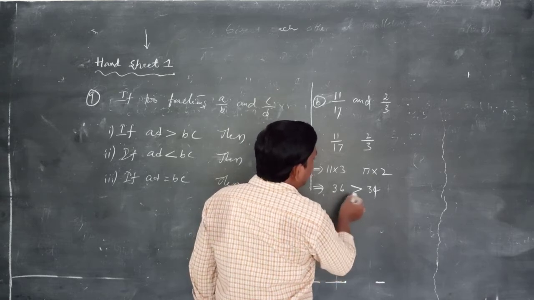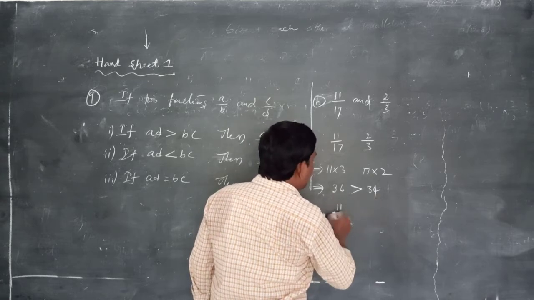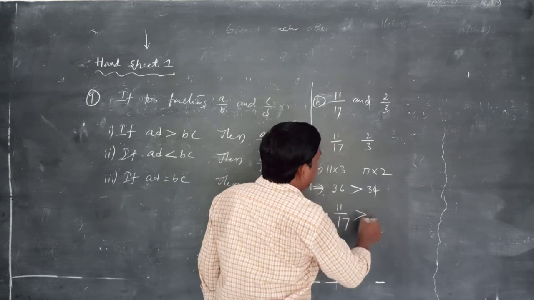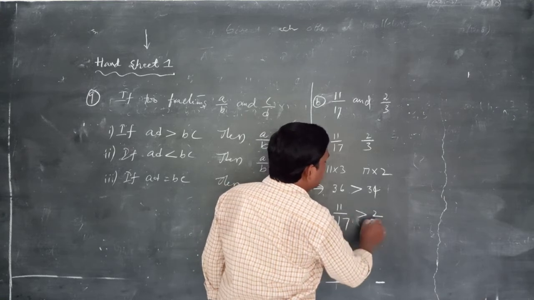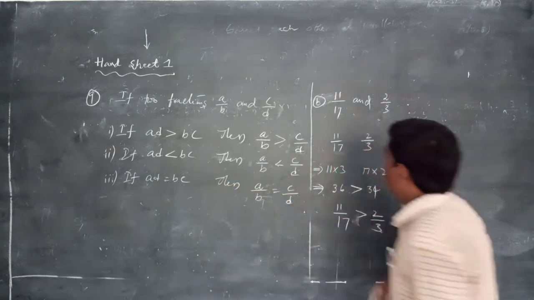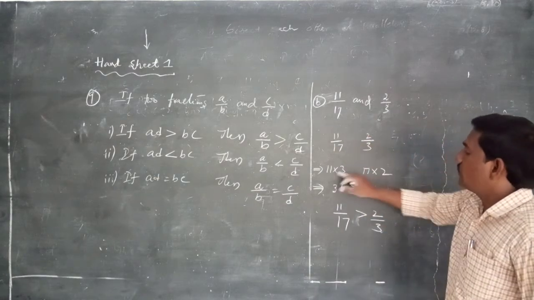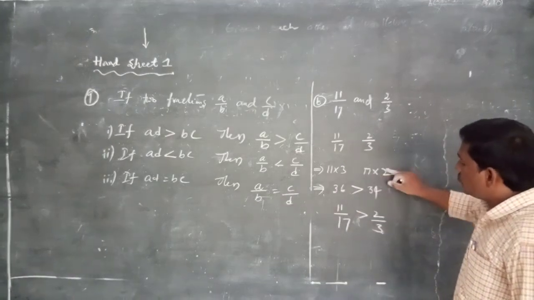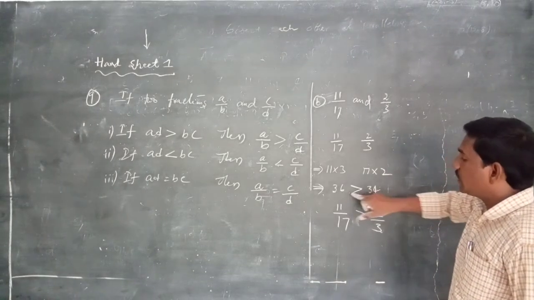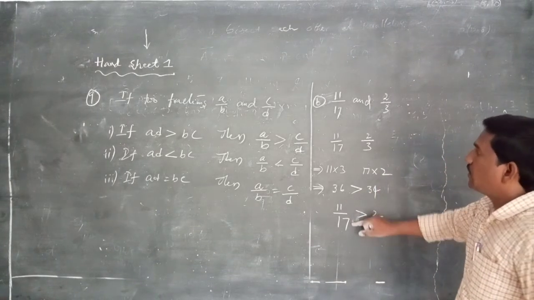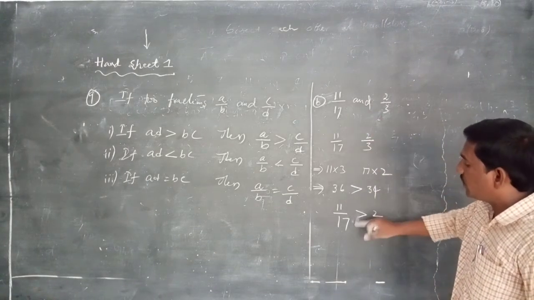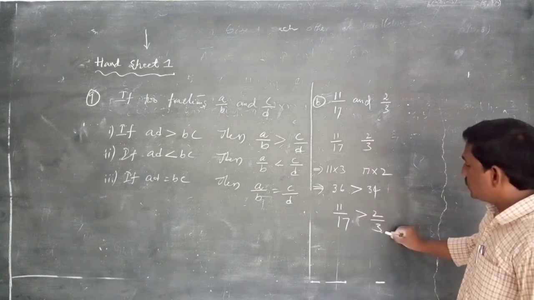So 11 by 17 is less than 2 by 3. 11 by 17, 2 by 3. Take the cross multiplication: 11 threes are 33, 17 twos are 34. Here 33 is less than 34. So write the corresponding fractions: 11 by 17 less than 2 by 3. So this is the answer.